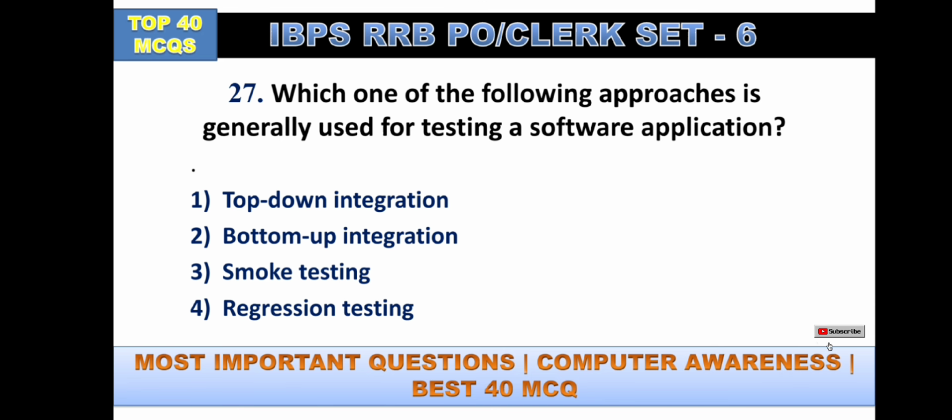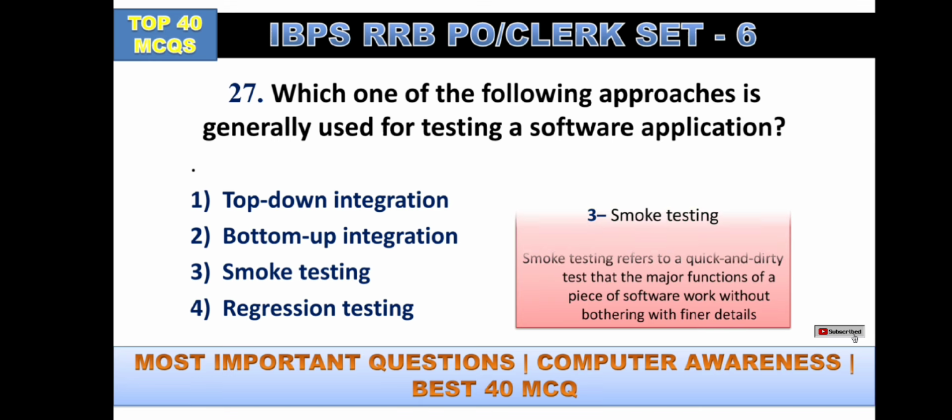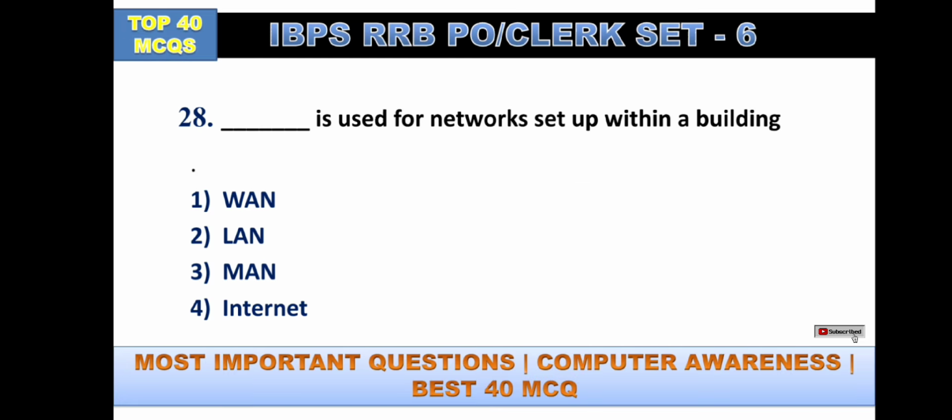Question number 27. See, which one of the following approaches is generally used for testing a software application? So for testing a software application, we use smoke testing, and smoke testing refers to a quick and dirty test that the major functions of a piece of software work without bothering with finer details. Okay. Dash is used for a network set up within a building. So within a building we use local area network, that is LAN.